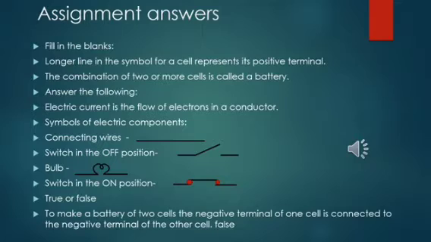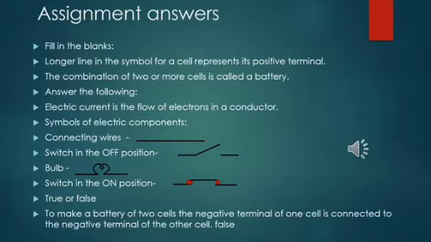The longer line in the symbol for a cell represents its positive terminal. So the longer line represents the positive terminal and the short line represents the negative terminal. The next one: the combination of two or more cells is called a battery.